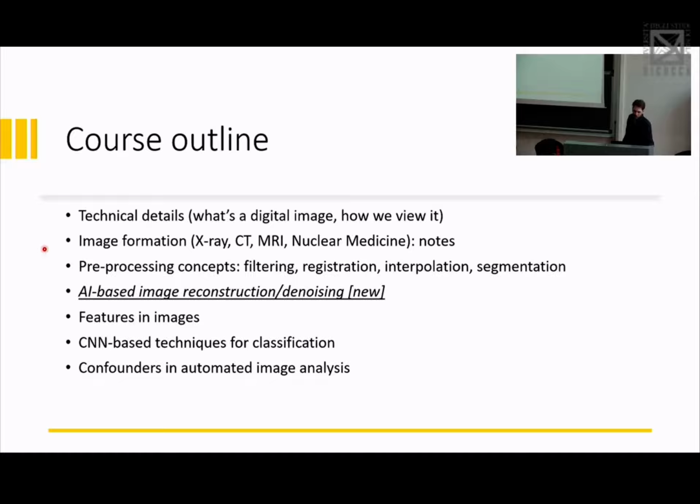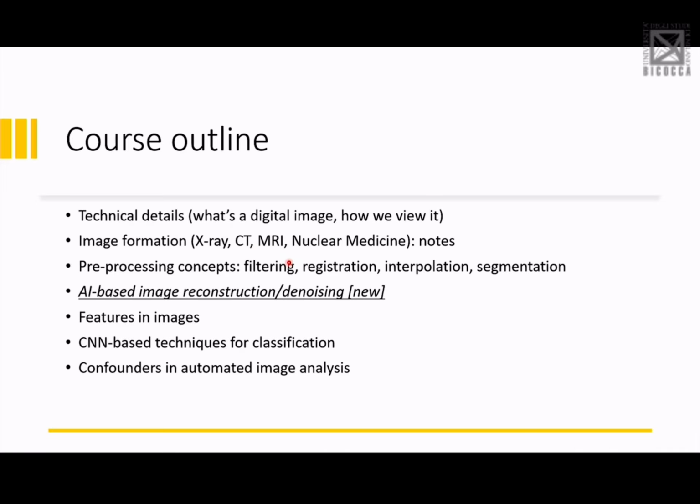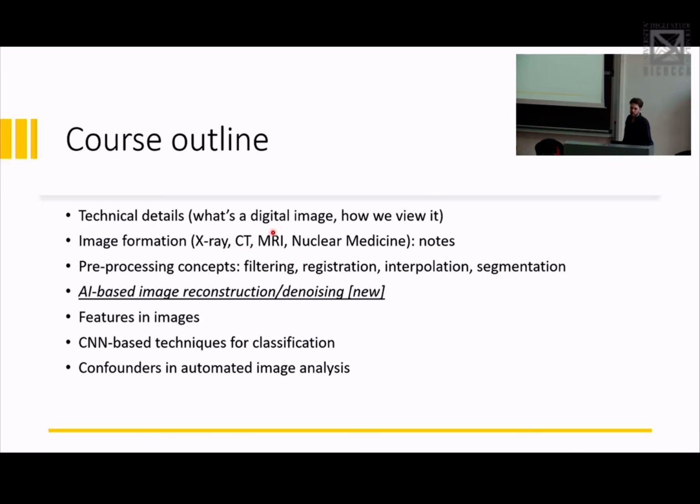Then we will talk about image formation, mainly for these 1.5, 2 modalities, and very brief details about MRI. So when we want to analyze medical images, we need to know what's inside it. We will review some basic pre-processing concepts.